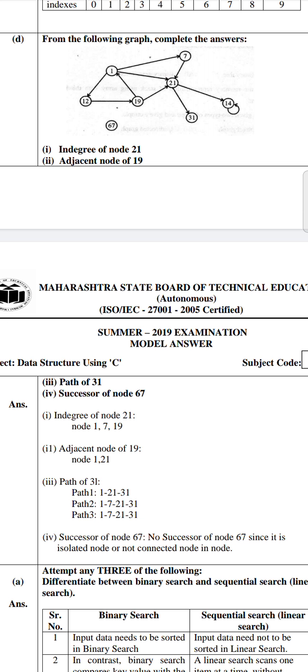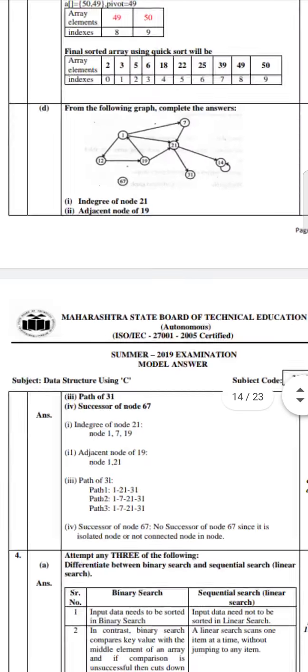So the questions are very easy, you have to just observe the figure very carefully. Okay, thank you for watching this session.